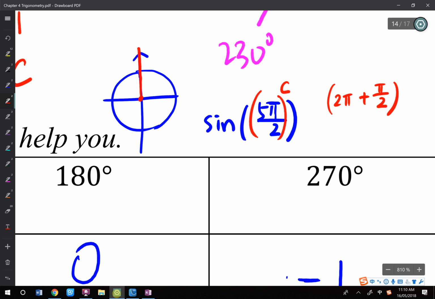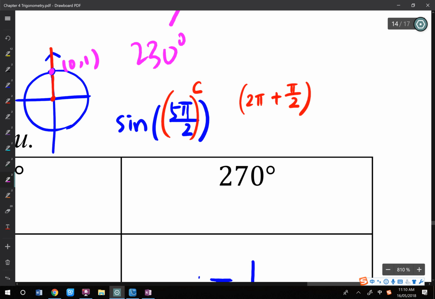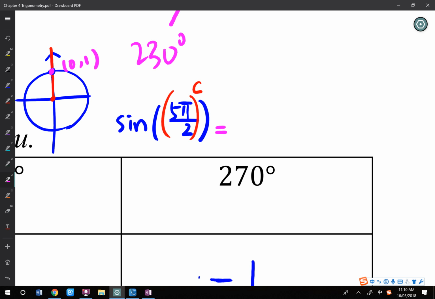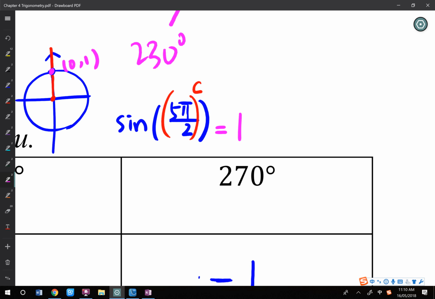Okay, what's the intersection here? 0, 1. Okay, for the sine of 5 pi over 2, what does that equal then? What is sine? Y. What is y? 1. Good. That's just 1. Okay, the y value is the sine of 5 pi over 2.